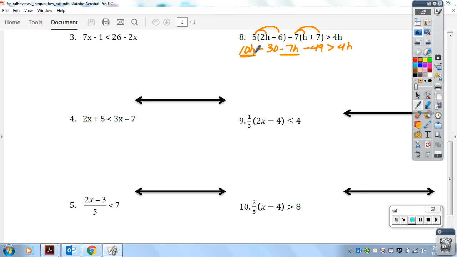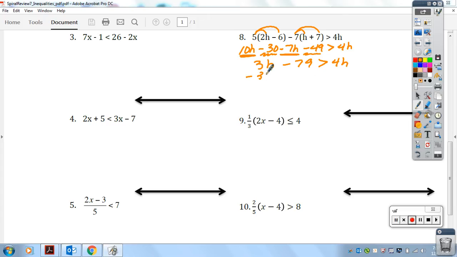10h minus 7h is 3h, and a negative 30 and a negative 49 is a negative 79, is greater than 4h. So you have to be careful with your signs. It's not difficult. Use your calculator, take your time, pay attention to the positives and negatives.